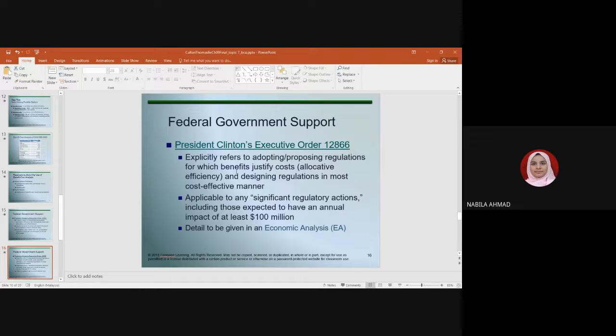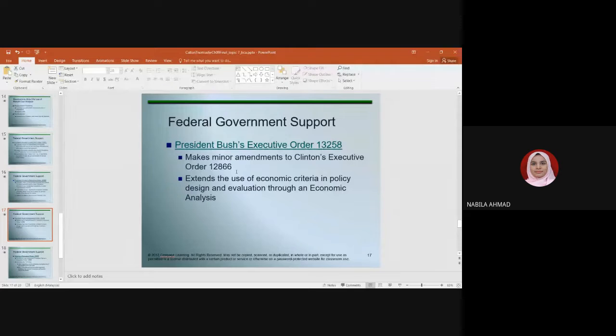And then we also have the President Clinton Executive Order 12866. Right, so under this one kita ada economic analysis lah, EA. Explicitly refer to adopting, proposing regulation for which benefit justify costs. Okay, allocative efficiency and designing regulation in most cost effective manner. And then after that kita ada President Bush Executive Order 13258. So this one make minor amendments to the Clinton Executive Order. Dia buat perubahan sikit dalam Clinton Executive Order. Extend the use of economic criteria in policy design and evaluation through an economic analysis.